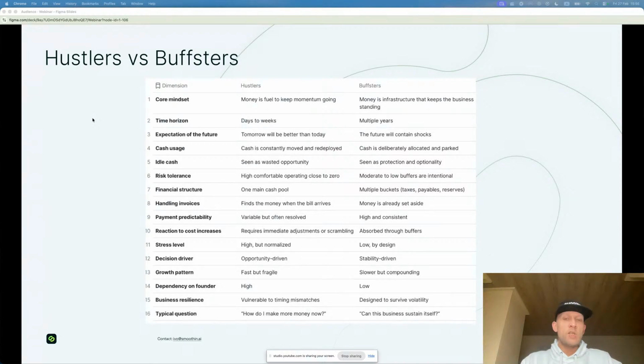These are people who are always moving their money around, and sometimes they're very efficient at doing that. They're good at plugging holes and finding other places where they need to. If they have idle cash, they see it as a wasted opportunity. Cash should be out there, invested all the time, generating more. The stress level is very high for these people, but they've normalized it. Most tradesmen and smaller businesses work this way, on cash flow.